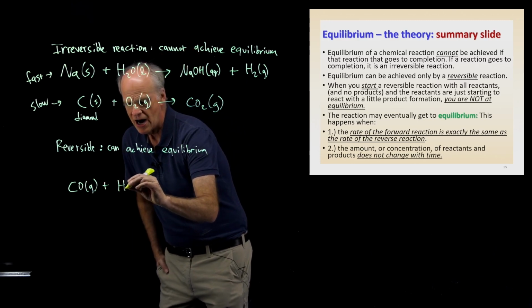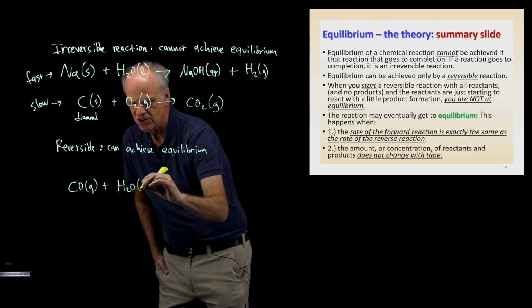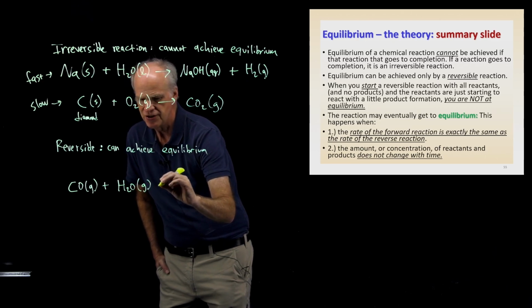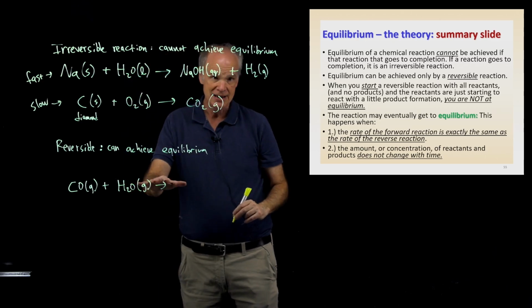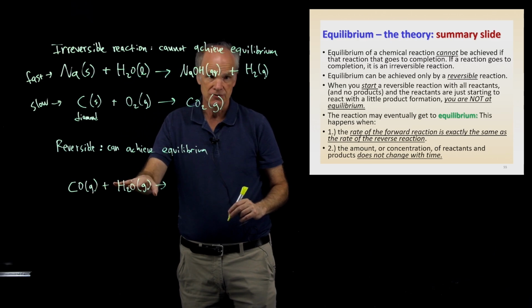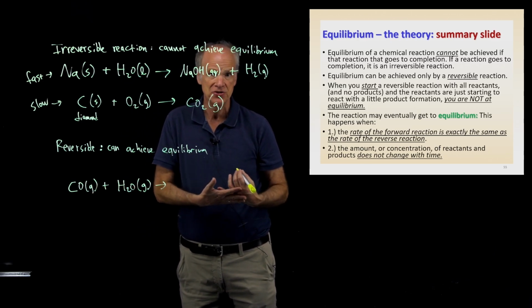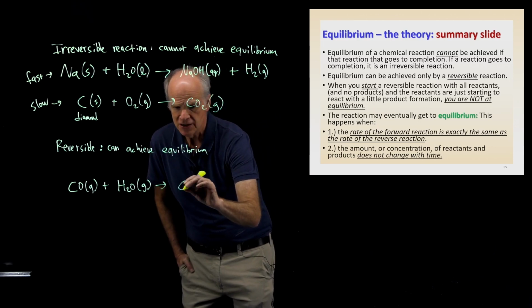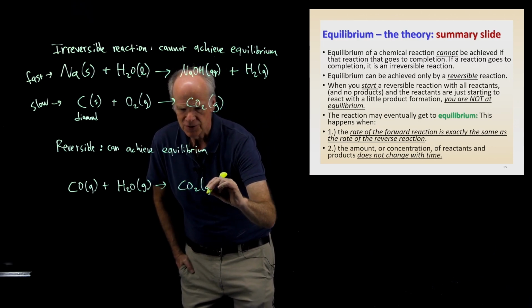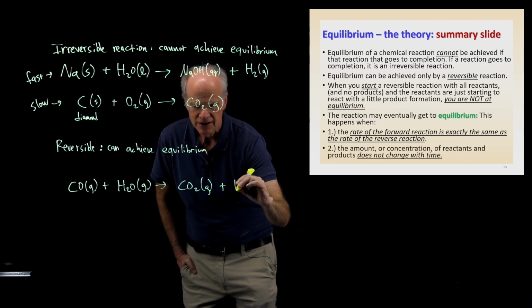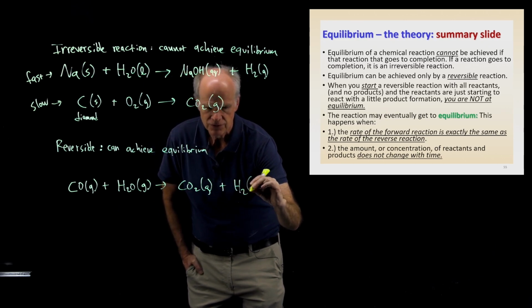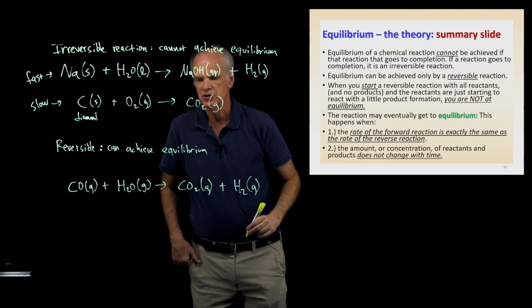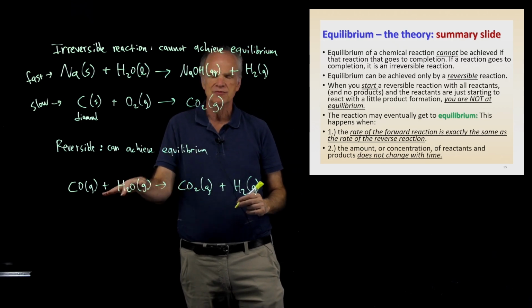So I'm going to write water, but here again it's vapor, it's in the gaseous state, so I'm writing a G there. And so what they can do is they can react and combine and then rearrange the atoms and split off to form products, and those products will be carbon dioxide, which will be in the form of a gas, and also hydrogen, which is also in the form of a gas. Okay, so this reaction is reversible.